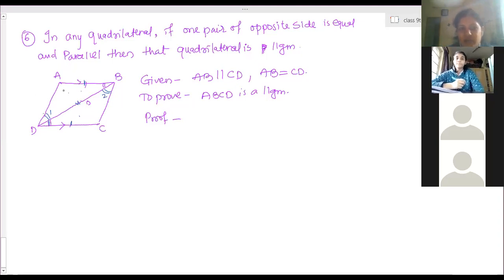By SAS criteria, these two triangles ADB and CBD we have to prove congruent. AB and CD are already given equal. BD is a common side, and this angle B is equal to this angle D because AB and CD are parallel. Therefore these two are alternate interior angles. So by SAS criteria, these two triangles are congruent. And by CPCT, angle 1 is equal to angle 2. These two are alternate interior angles for AD and BC. So therefore AD is parallel to BC. And in a quadrilateral, both pairs of opposite sides are parallel. Therefore it is a parallelogram.